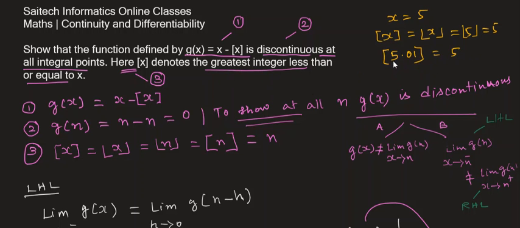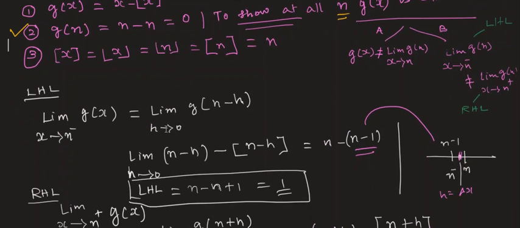Okay, so we have to consider only the limits. We have already discussed g of n; we can replace x by n. So n minus the floor function of n. For an integer, the floor of n is n itself. So n minus n is equal to 0. So this is point number 1. Point number 2, we have to proceed with the LHS.